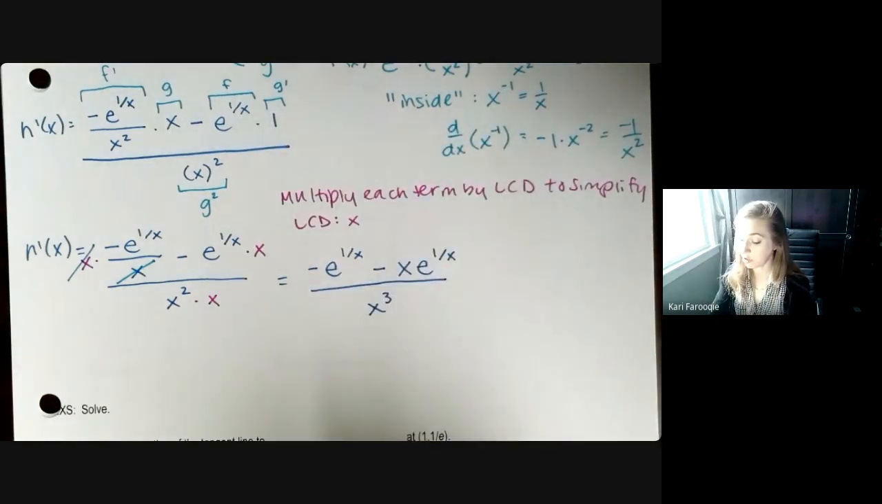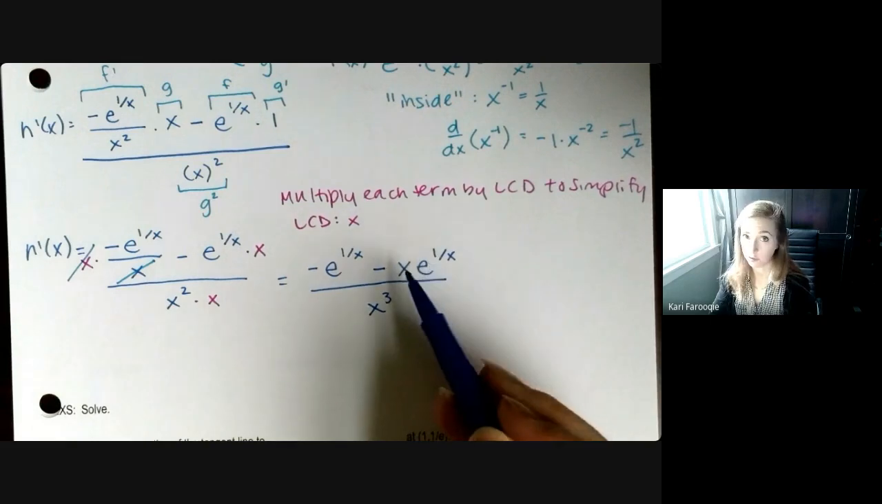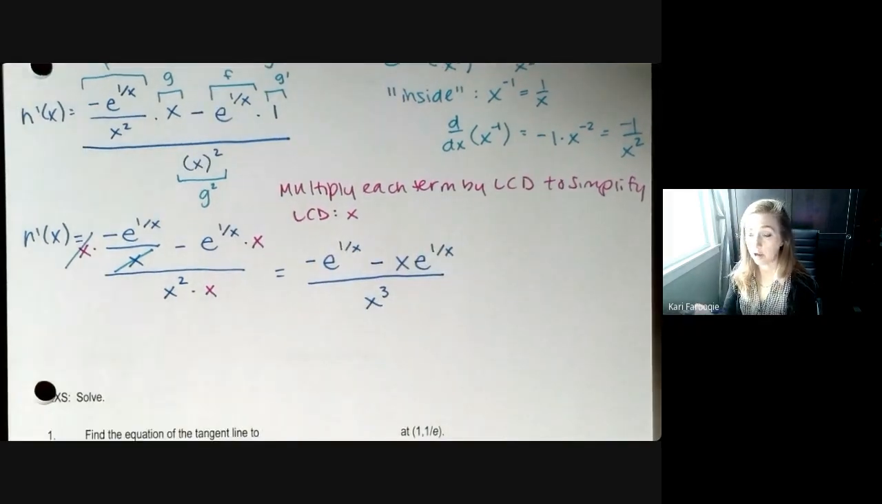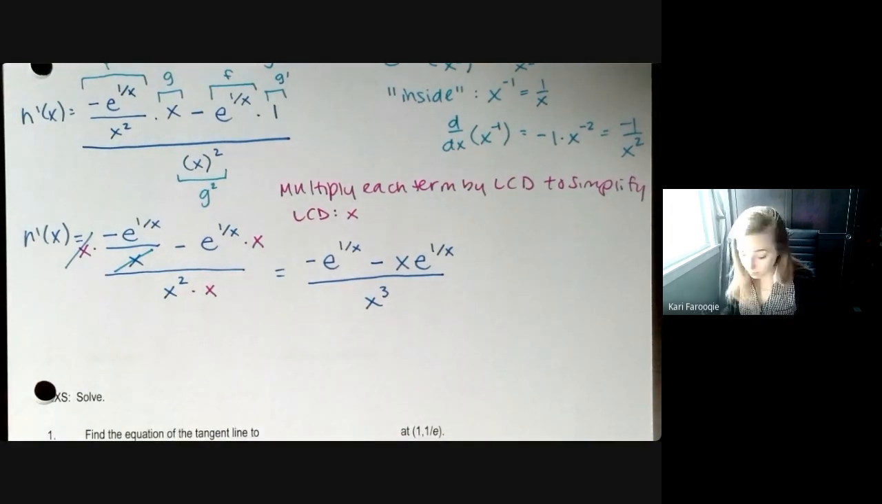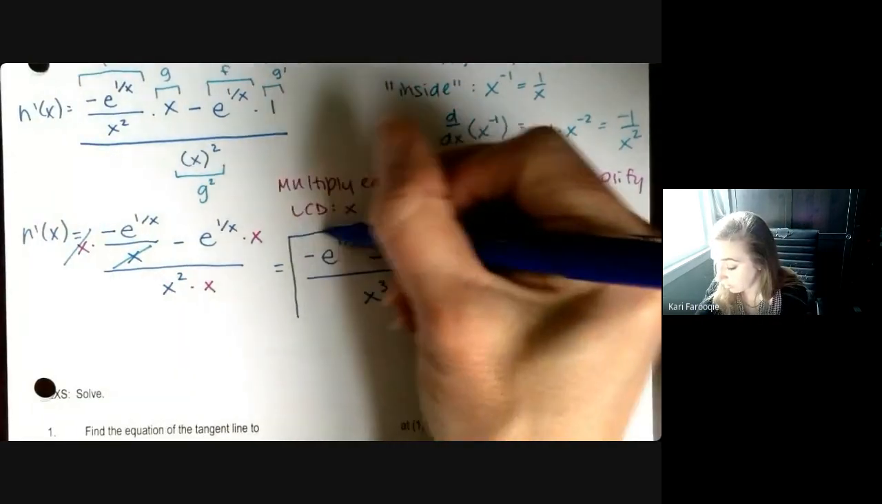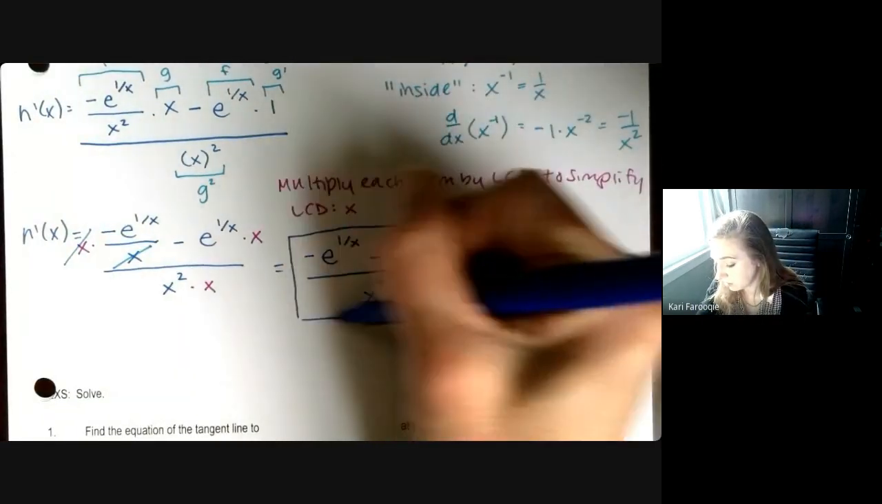Whatever you do, don't try to cancel these x's. You cannot do that. Remember, you must be able to factor it out before you can cancel it. And this term doesn't have an x to factor out. So this is fine. This answer is completely fine, totally acceptable. If you weren't sure how else to simplify it, just leave it like this.